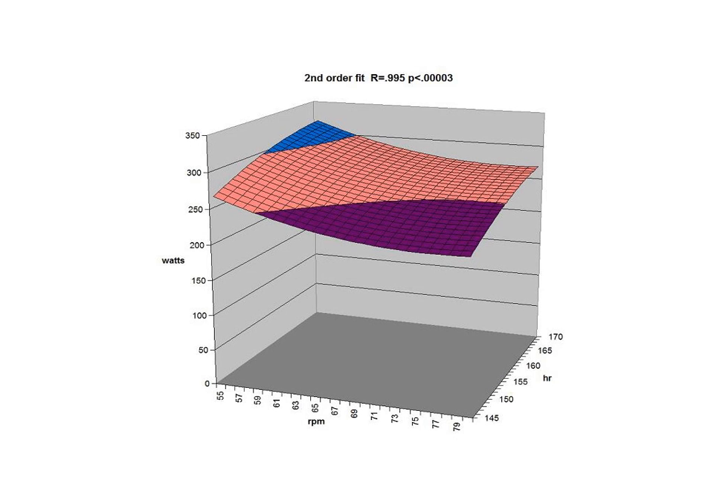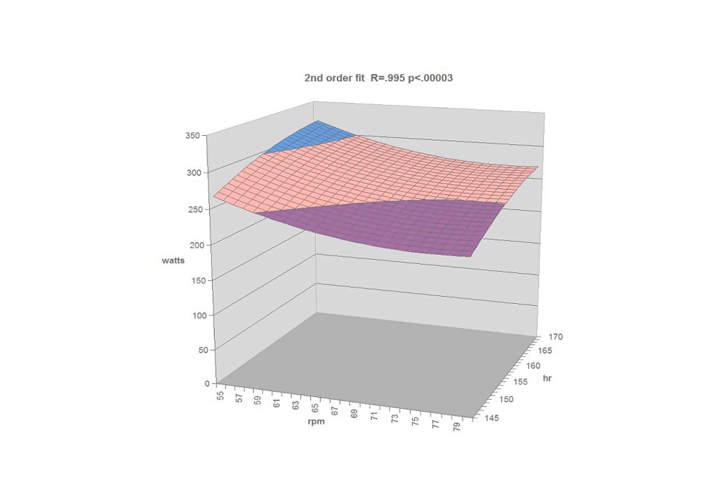I want to look at high power pedaling again. If we look at the left wall here, I'm going to take cuts through this data surface at 59, 69, and 79 RPM that will show me heart rate versus watts. And then I'm going to take cuts parallel to the back wall at 148, 158, and 168 heart rate, which will show me RPM versus power.